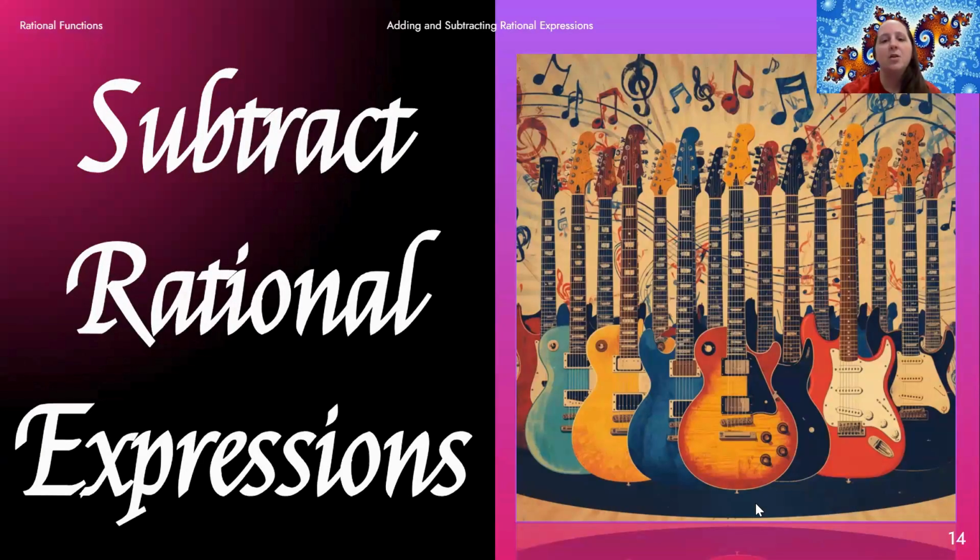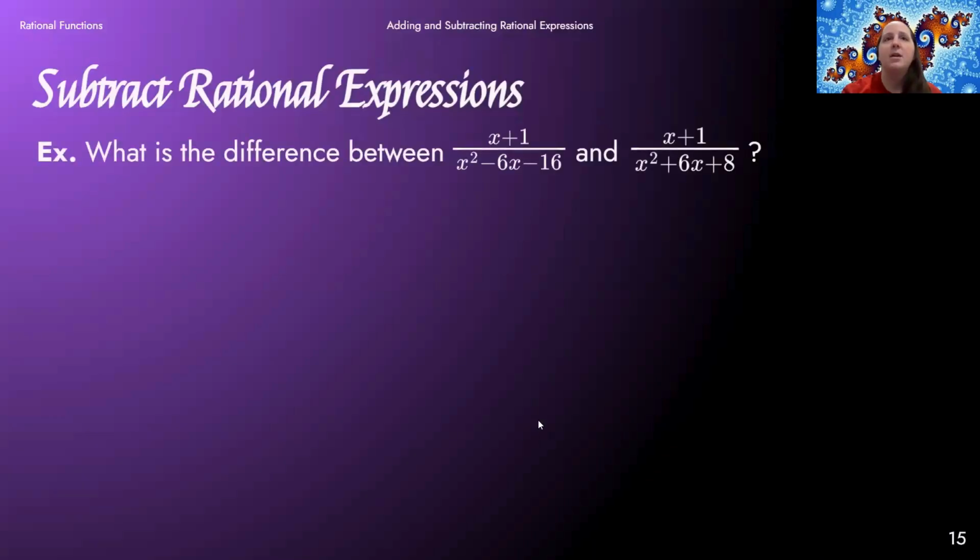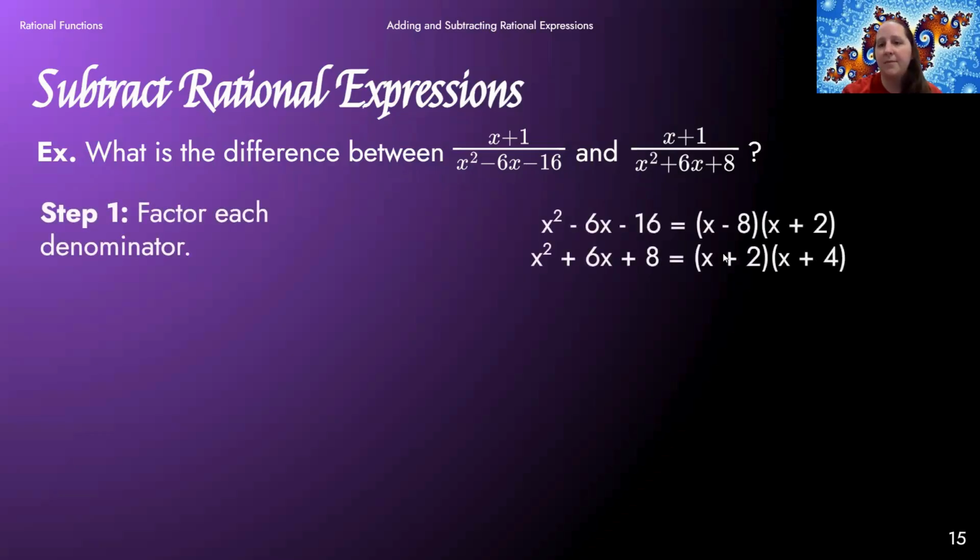Subtract rational expressions. Just like adding rational expressions, if you have like denominators, you can leave the denominator alone and just subtract. Just make sure you're distributing that negative sign to everything in that second fraction. So what is the difference between x plus 1 divided by x squared minus 6x minus 16 and x plus 1 divided by x squared plus 6x plus 8? Just like with previous examples, I need to factor my denominators. X squared minus 6x minus 16 is x minus 8 times x plus 2. X squared plus 6x plus 8 is x plus 2 times x plus 4.